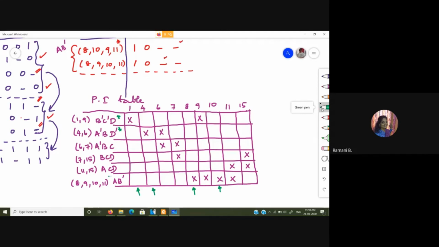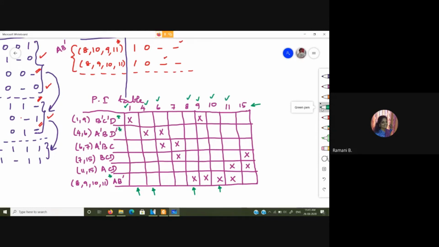So this is also an essential prime implicant, and then these are also having 2 X marks. So with these three terms, let us check what are the minterms that have been covered, because these are the minterms given in our question. So we need to cover all those minterms. So here with this we have 1, 9, then 4, 6, then 8, 9, 10 and 11.